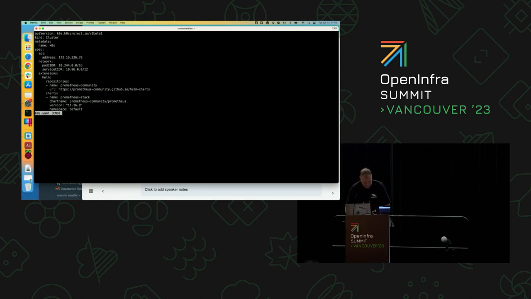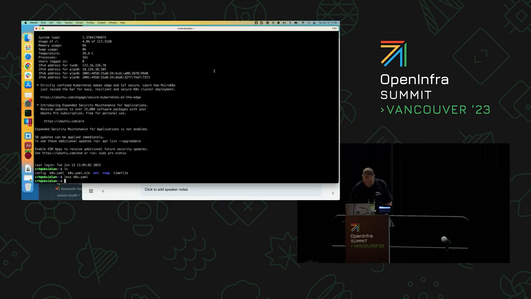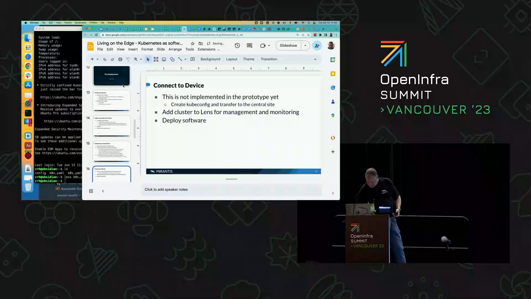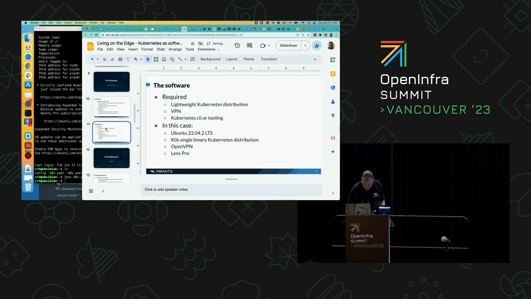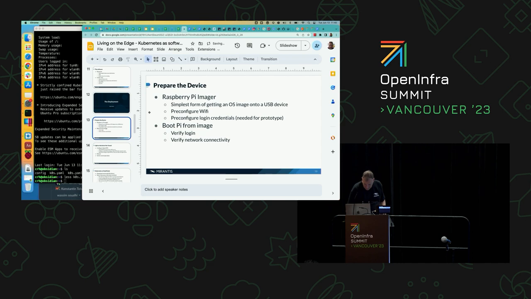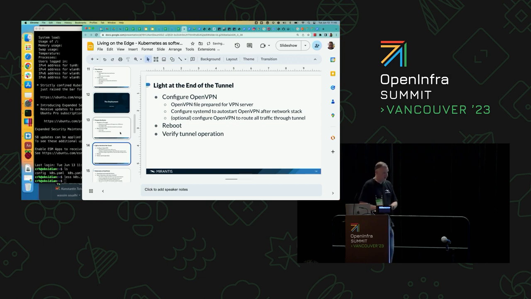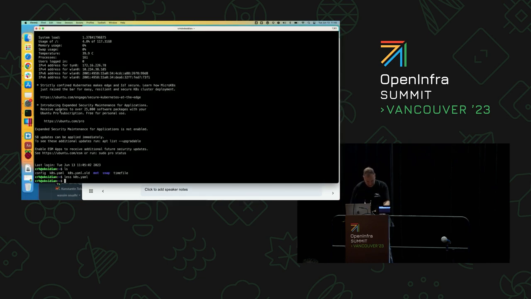Okay, and continue here. Where were we? Okay, so the next step is to configure OpenVPN. Your typical OpenVPN looks like.